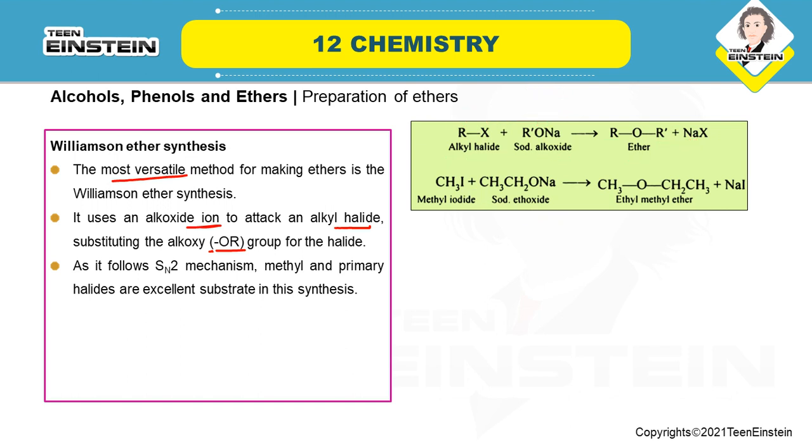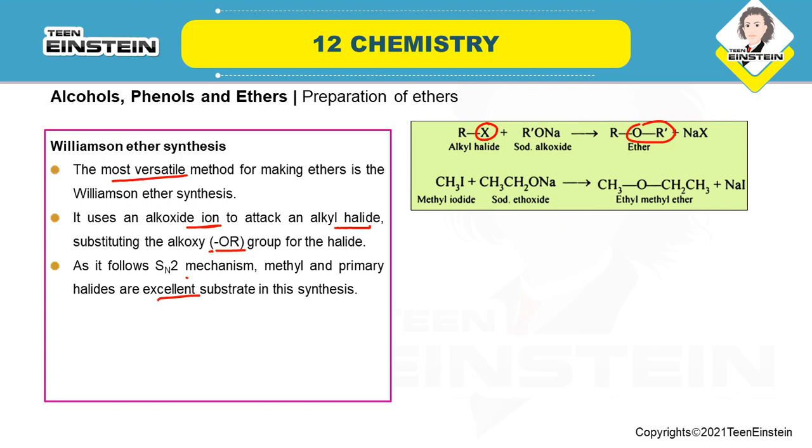So if you look at the product and starting material carefully, it is as if X is replaced by the OR prime group. Fine, that is a substitution. Now it follows the SN2 mechanism, and we know that for SN2, the alkyl halide that we take must be very simple. It is either primary or methyl. So methyl and primary halides are excellent substrates for this Williamson ether synthesis.